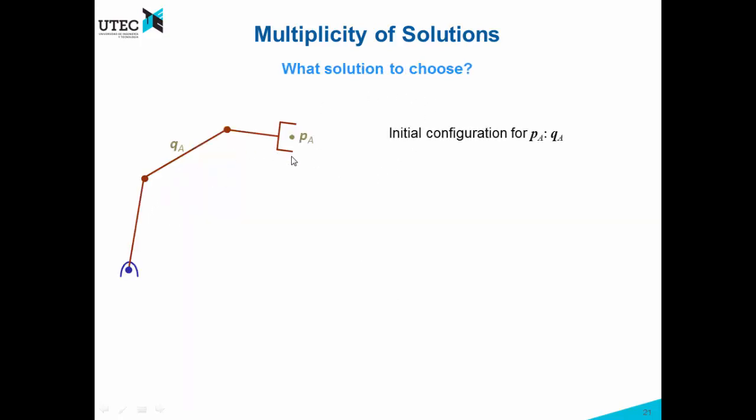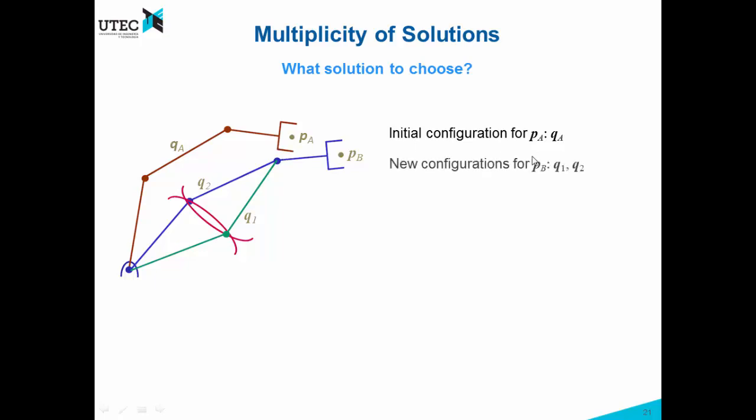Consider this example. I have this position, point A, PA, and I reach this configuration with these joints, QA. Now let's suppose that I want to move from this PA to this PB, and the joint configuration that reaches this PB is actually this Q2 or this Q1. So now for this PB we have Q1 or Q2. The question is, which one is better? Should we choose Q1 or Q2?